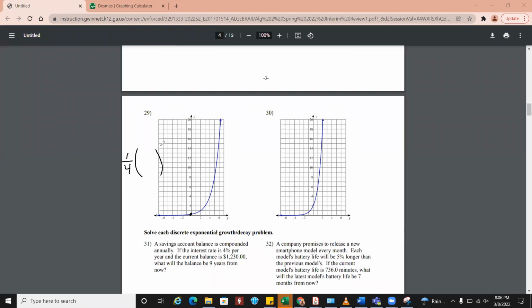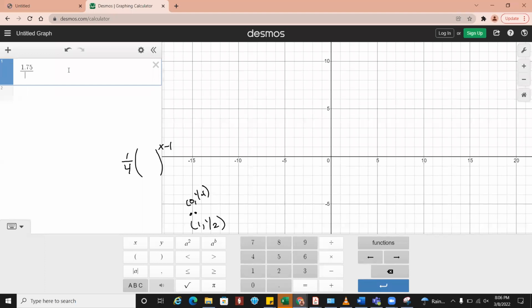And this is going to be one that you're going to want to play around with. So let me show you what I mean by that. From 0, 1/4 to 1, 1/2, what did we multiply by to get from 1/4 to 1/2? Well, if you go into your calculator and type 1/4 divided by 1/2, that gives you 0.125. Okay, so I'm going to write that out, 0.125.